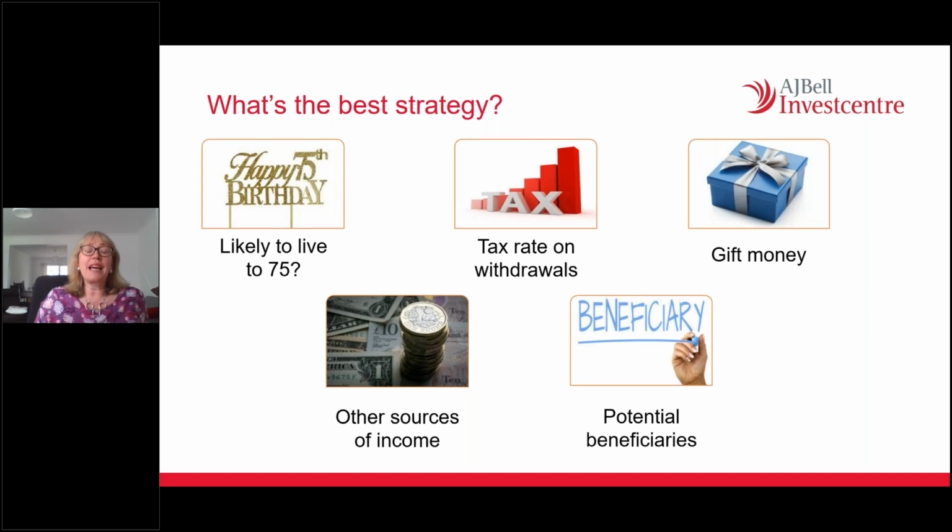Can they gift the money? Do they expect to live for the next 7 years? I'm thinking about that. Who are they going to give the money to? Could they gift the money under normal expenditure rules as well? And that might be a solution if they could do that, and that way they could mitigate the tax charge. What other sources of income do they have?